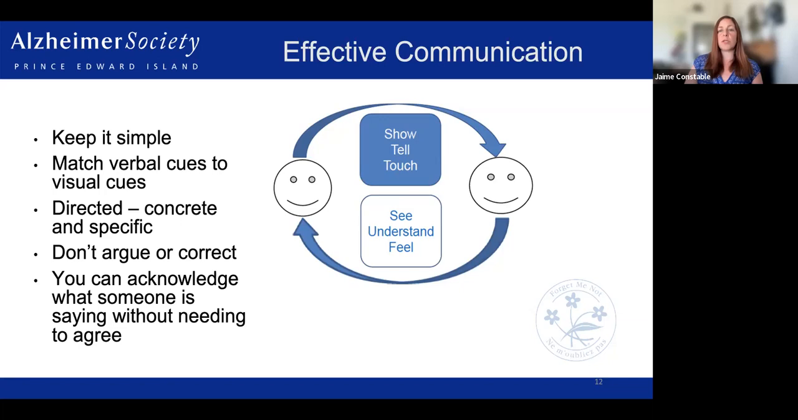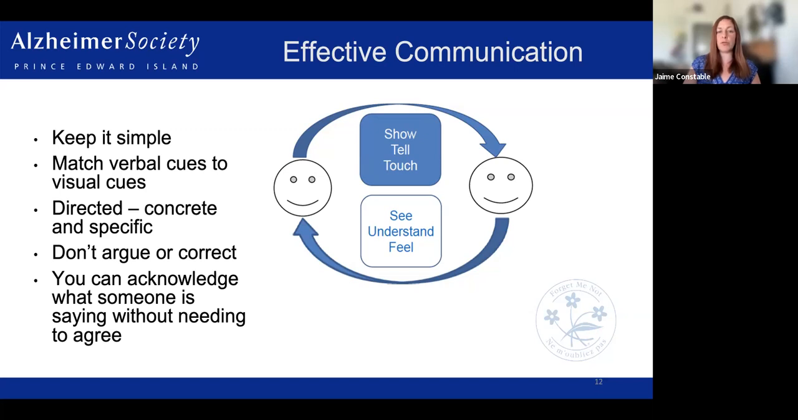This graphic talks about show, tell, touch, see, understand, and feel, which means you can start to integrate verbal cues and visual cues into what you're saying. If you're asking them if they'd like a coffee, for instance, you could hold up a coffee cup and show them. If you want them to put their jacket on, you can hold the jacket up and show them the arm to put it on. This is obviously more towards the moderate to later stage, but it's important to know that you might have to bridge to that level.